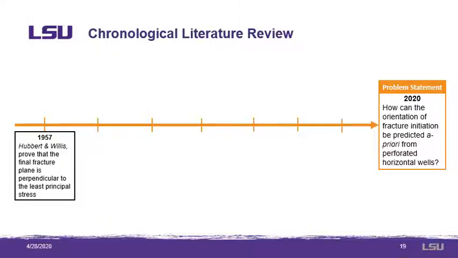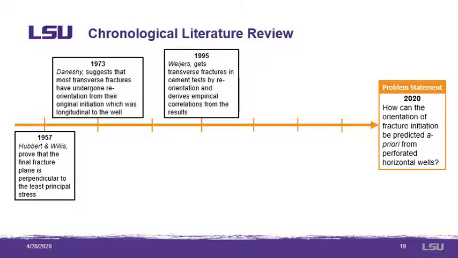This is the chronological series of the literature milestones for this topic. In 1957, Hubbard and Willis very famously concluded that the final propagation plane of fractures is always perpendicular to the smaller stress, in what is known as the preferred fracture plane, or PFP, that I mentioned earlier. Then a number of scientists performed experiments in horizontal wells, observing transverse fractures only through the reorientation of what was originally longitudinal fracture initiation.